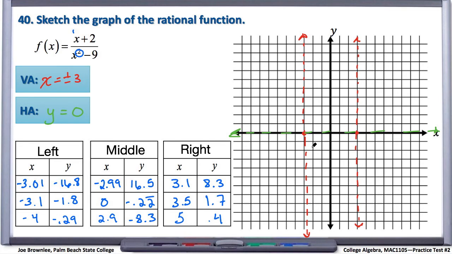All right, we've got some points. Let's see if we can figure out what this graph looks like. So at negative 3.01, we're at almost negative 17. So here's negative 3, so we're going just past that, and we're going all the way down to almost negative 17, which is well off the graph, so we'll say somewhere down there. All right, negative 3.1, negative 1.8.